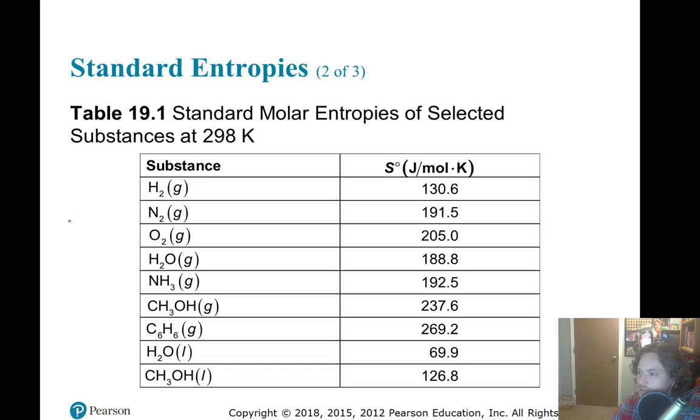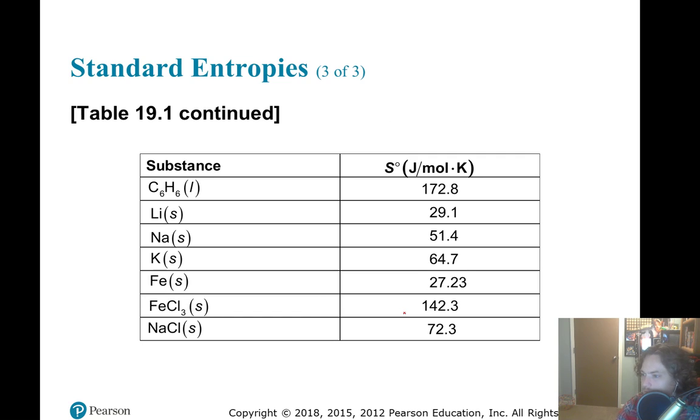So here's a bunch of standard molar entropies. Notice hydrogen is pretty low, 130. Water is even lower than that when it's a liquid, but as a gas it's at 188.8, which makes sense. This matches up with what we talked about in the previous video, water as a liquid versus water as a gas. Then there's benzene and a bunch of solids. Notice how small the solids are. The smallest one on here is that iron solid.